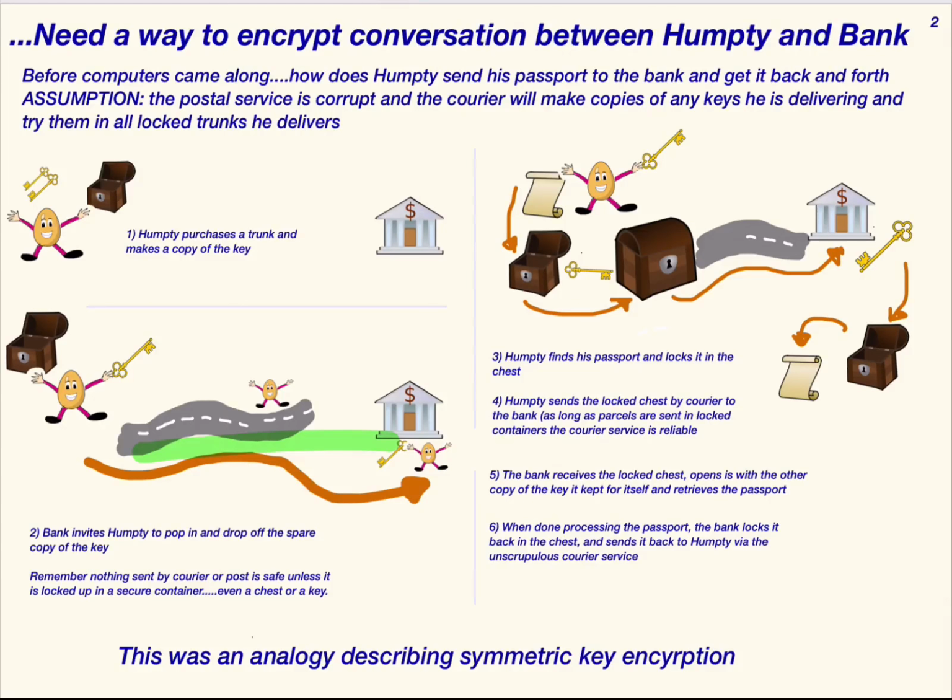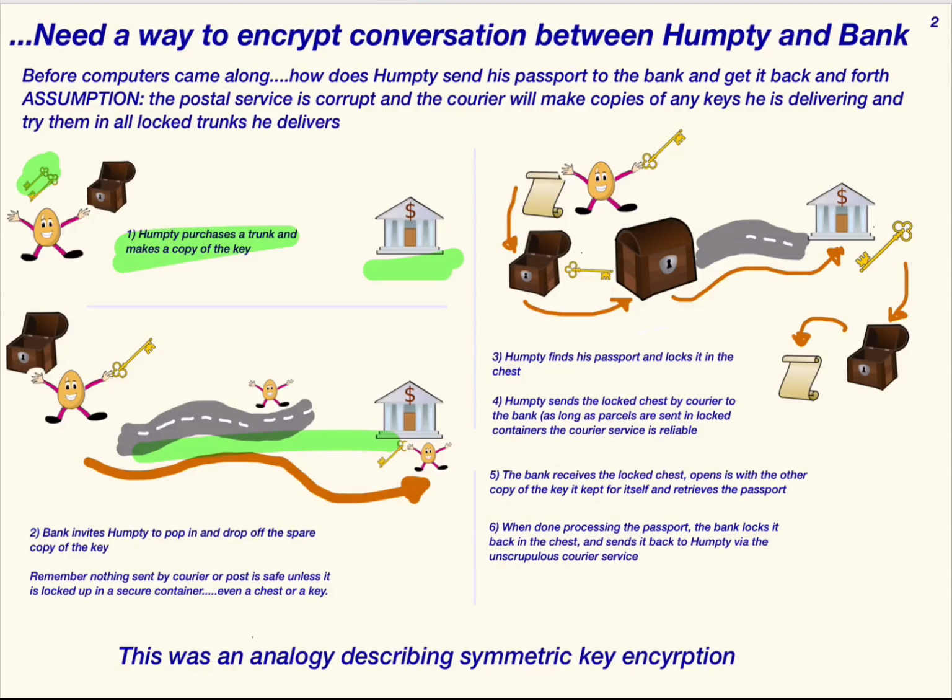So what would happen here is Humpty would buy one of these trunks, and he would actually make a copy of the key, so that he's got one key for himself and one key for the bank to use when they want to open the trunk. So that's number one. Number two, for the very first time, Humpty would have to take that key himself to the bank and give it to the bank.